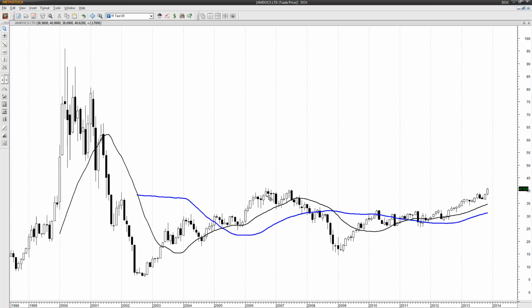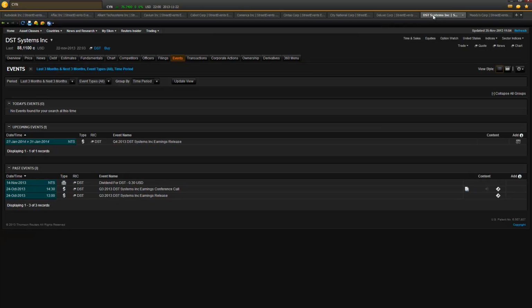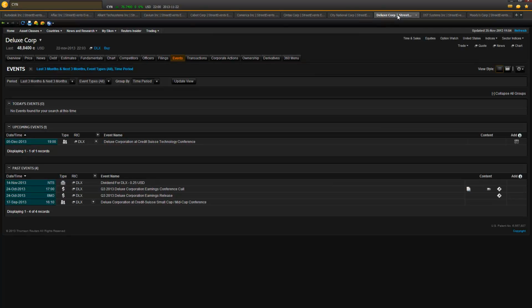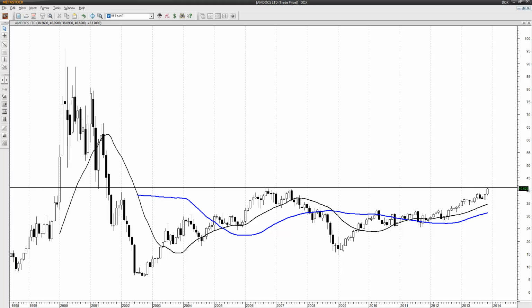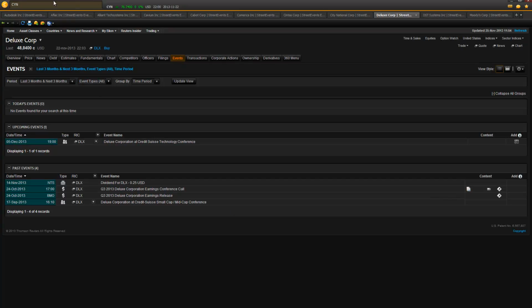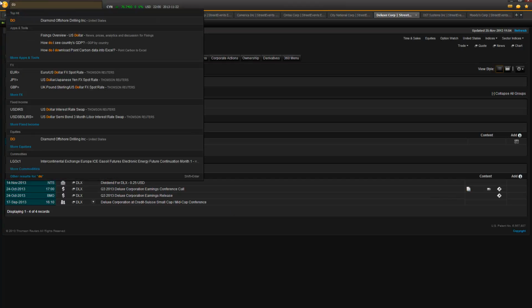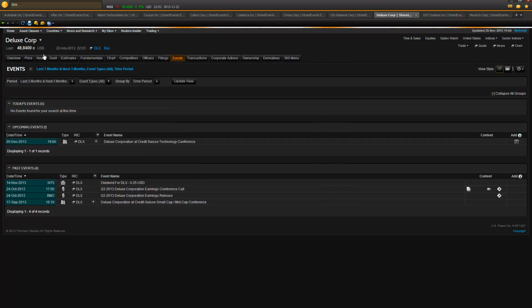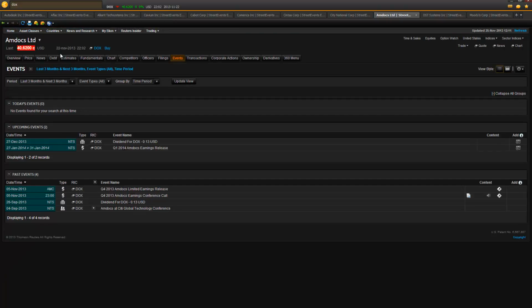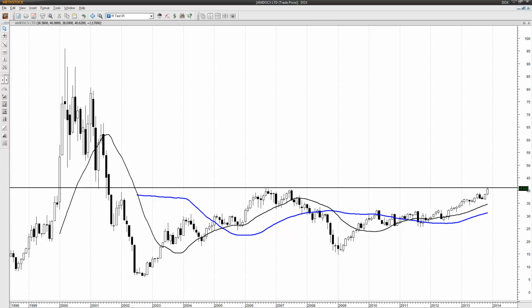Next chart, Amdocs. I'm using this high peak from 2006. High print is 41.01. That's where I put in my short sell limit order. Sorry, let me check that on the right one, Amdocs, events. No earnings release is coming.